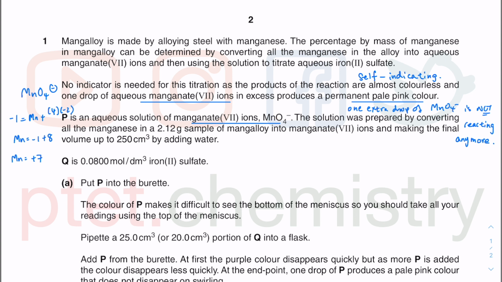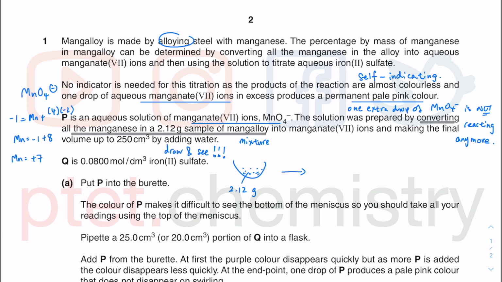So this solution was prepared by converting all the manganese in that sample, which was an alloy. So it's a mixture, so that mixture does not contain everything in the manganese. It does contain something else other than manganese. So we can be thinking about a simple diagram. Always draw a simple diagram to see what is happening. Draw and see what is happening.